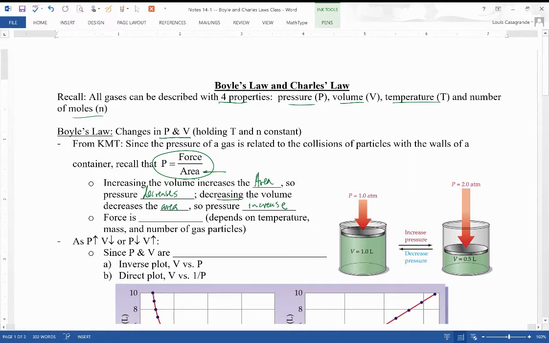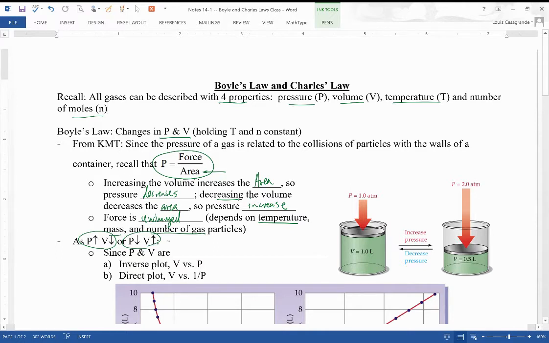Thus, the total force is going to remain unchanged. The total force is unchanged, but the area that it goes over is going to be different. Remember, the total force depends only on the temperature, the mass, and the number of gas particles, and none of those are changing. So notice that the pressure and the volume go in opposite directions. As the pressure goes up, the volume goes down, and as the pressure goes down, the volume goes up.